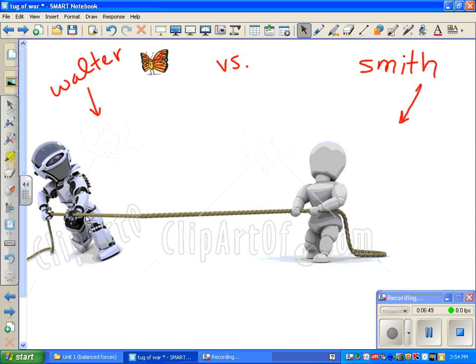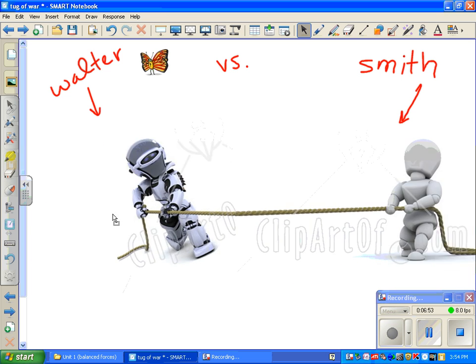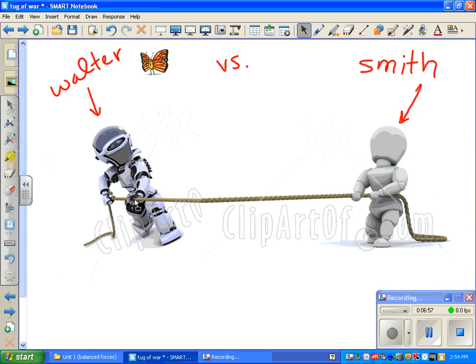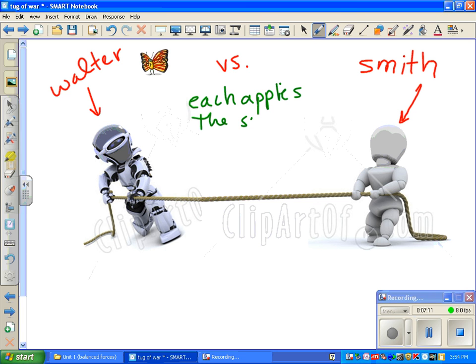It's going back and forth, okay? Smith just yanks, Walter just fights back. They're tugging, they're tugging, they're tugging. Well, who's pulling on each other harder? The correct answer is each applies the same force to the other. It's like a trick question, okay?